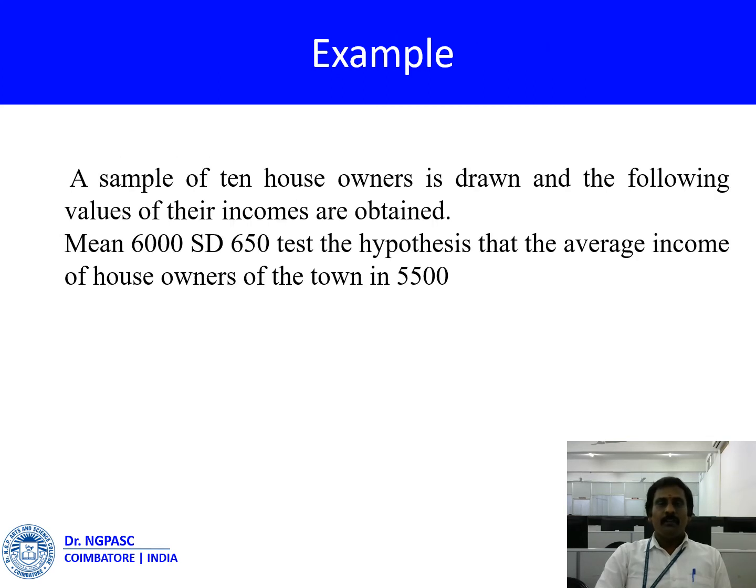Okay. Another example, the one sample t-test. A sample of 10 house owners is drawn and the following values of the incomes are obtained. Mean value is 6,000, standard deviation 650. Test the hypothesis that the average income of house owners of the town is 5,500.